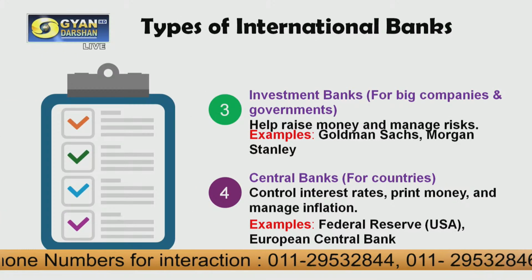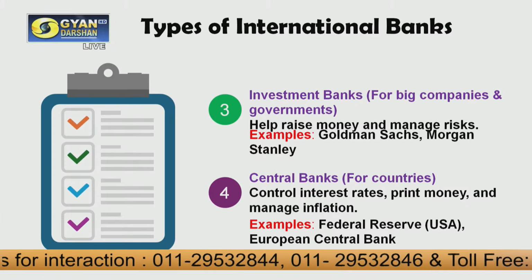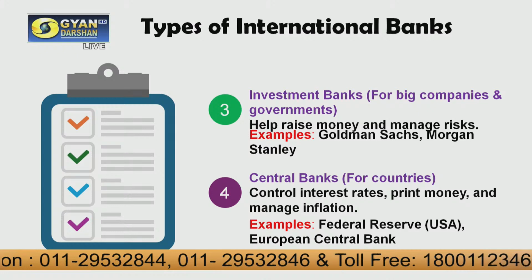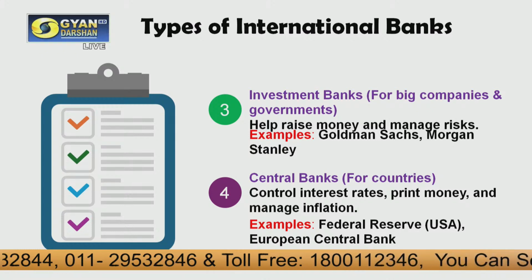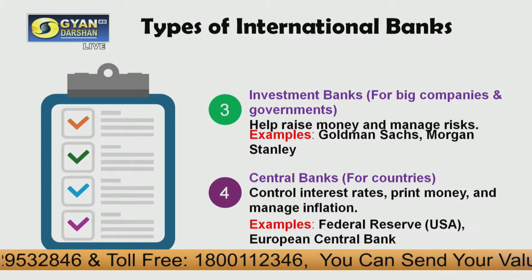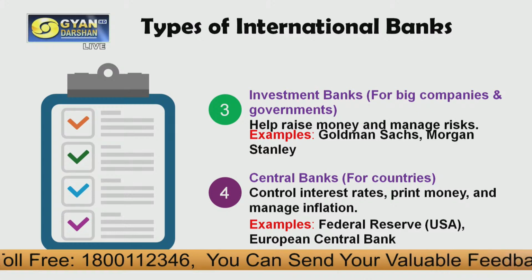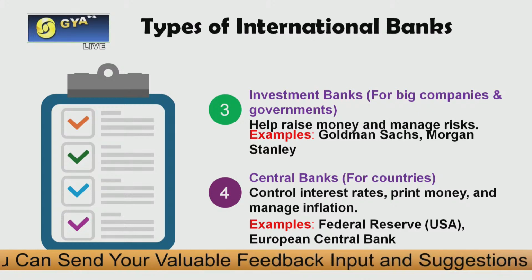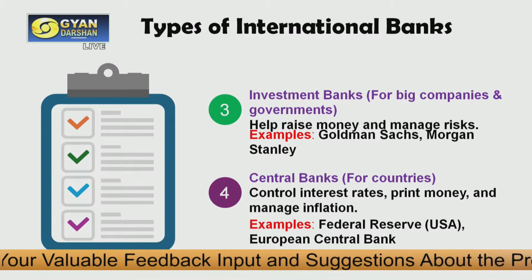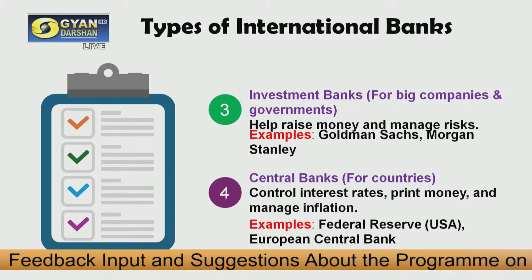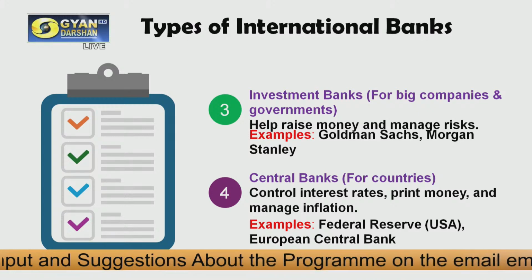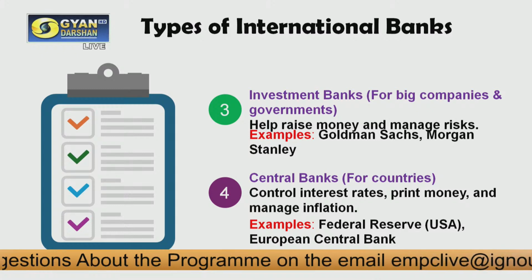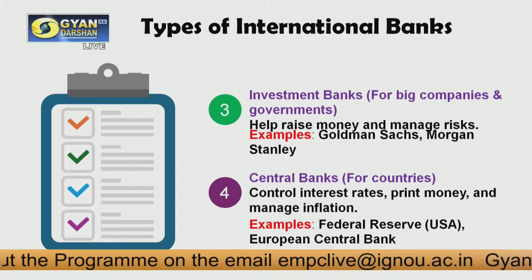Now, the third one is investment banks. These investment banks are basically for big companies and governments. They basically help in raising money and managing risk. In a nutshell, they help in IPO management. For example, a few of the international banks are Goldman Sachs and Morgan Stanley. You might have gone through these names. They are the big banks.